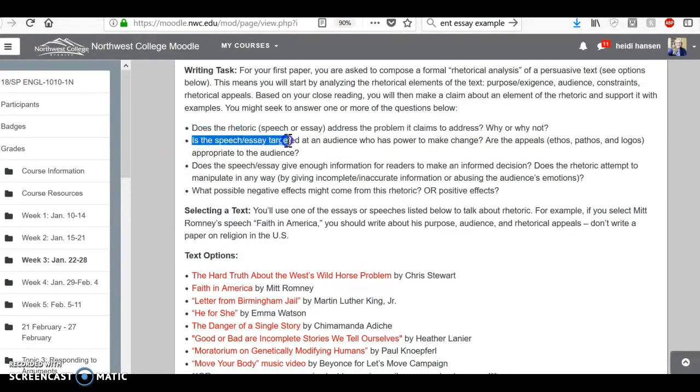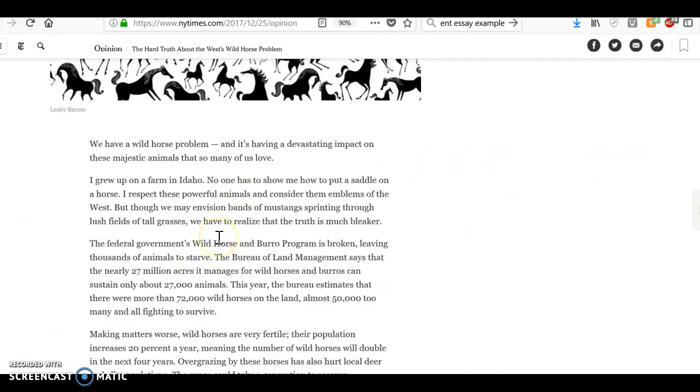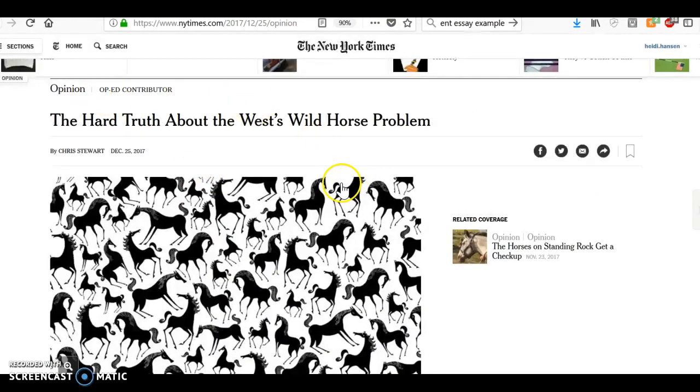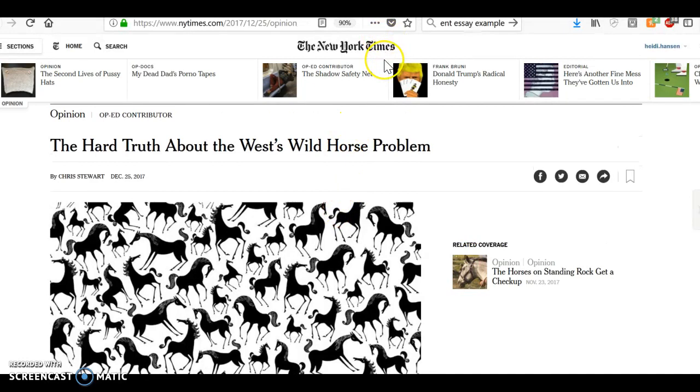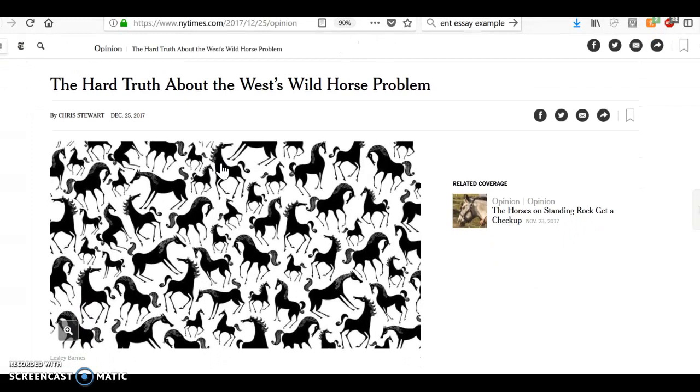Alternatively, another question you might seek to answer is, is this speech or essay targeted at an audience who has the power to make change? Are the appeals appropriate to the audience? So if I use this example again, I would note that it was published in the New York Times, and kind of seems to be targeted toward like the broad American public. I have to think about that more as to whether that's really an appropriate audience for the article, or if it would have been better to target the article to Western populations and the senators and congressmen that represent us.